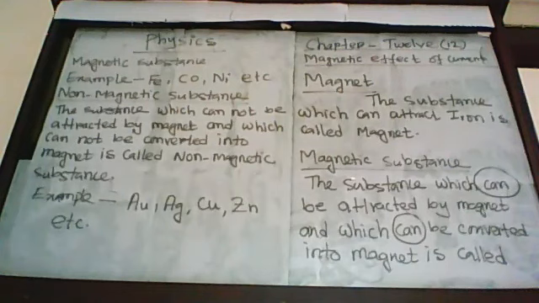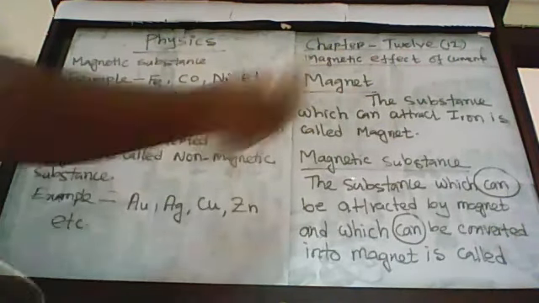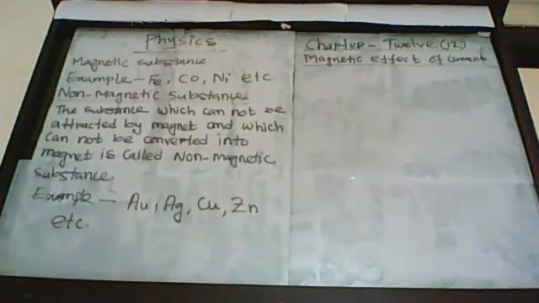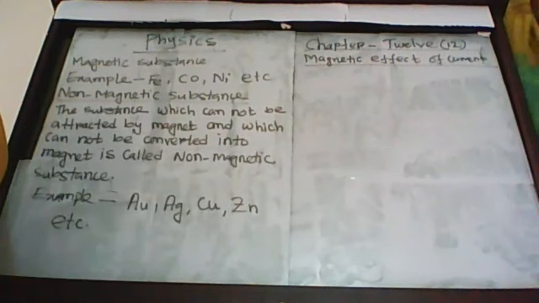Then in the next step, I need to know how can I convert a magnetic substance into magnet. Listen to me. Next step, I'm going to discuss how can I convert a magnetic substance into magnet. To convert a magnetic substance into magnet, there are two processes. One is the induction process, a rubbing method, and another is the electrical method.